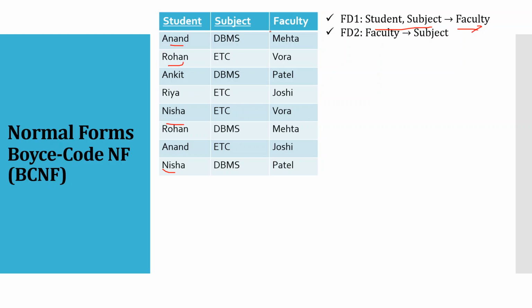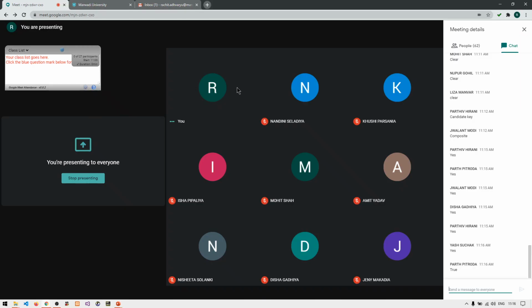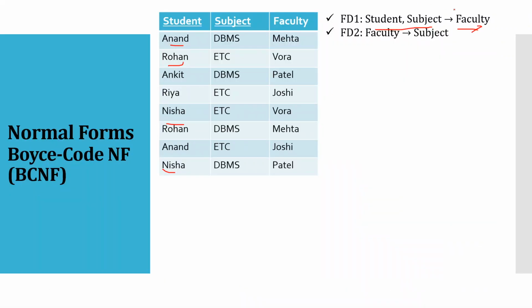Then what is the second functional dependency? Faculty determines subject. So if I have Mehta, then I can know that Mehta is teaching DBMS. Am I right? If I have Joshi, then I can know that Joshi is teaching ETC. Is this correct? Yes, true. So are both these functional dependencies true? Student and subject determines faculty, faculty determines subject.